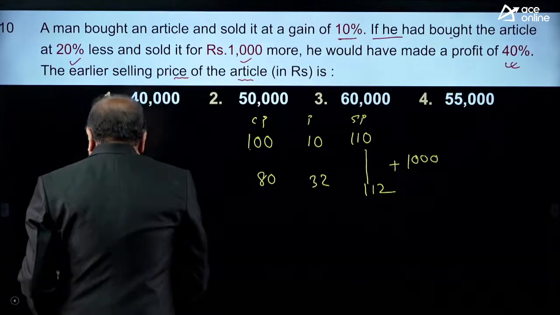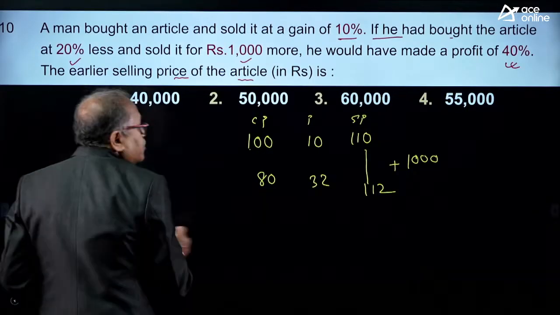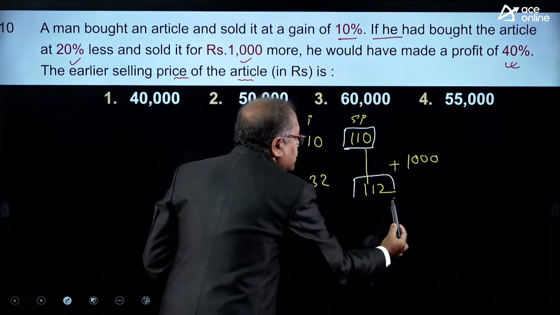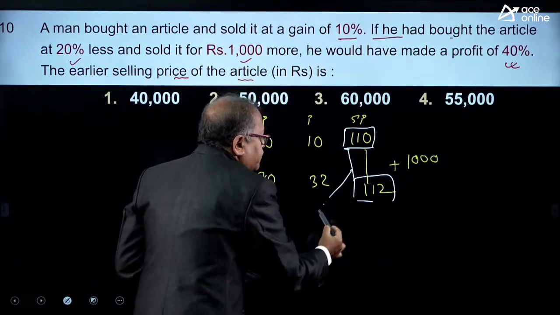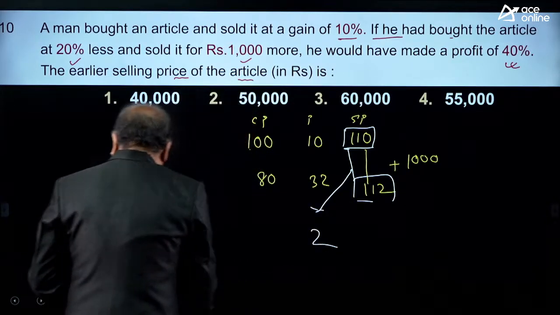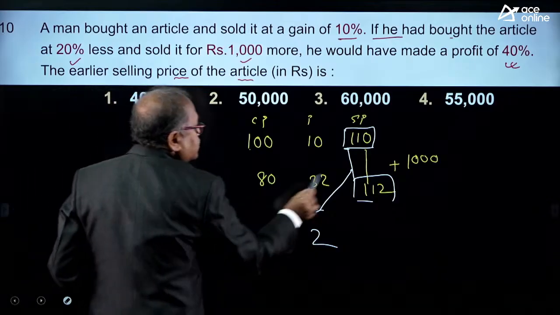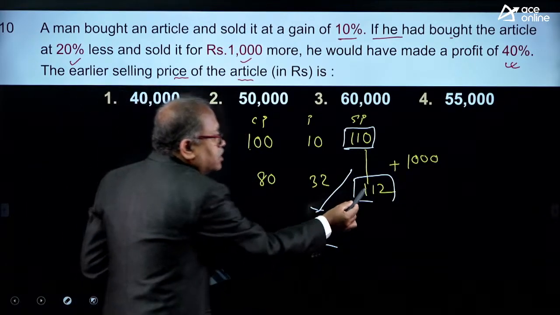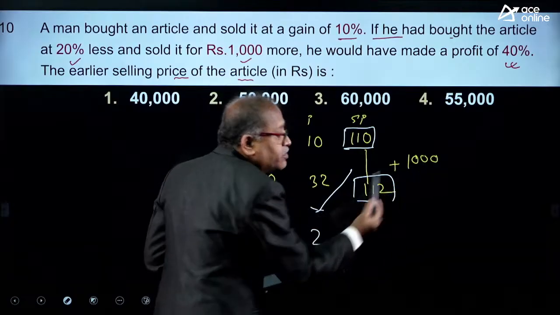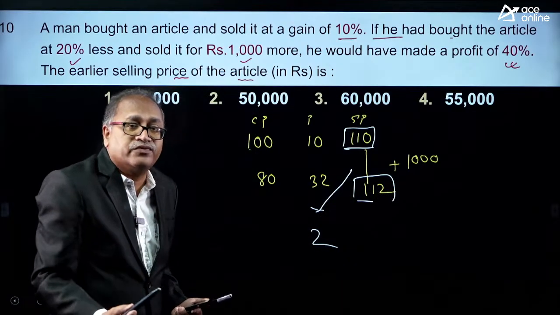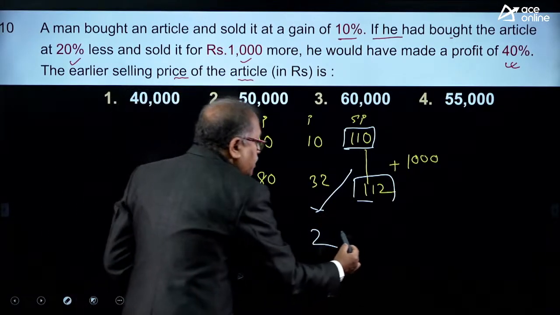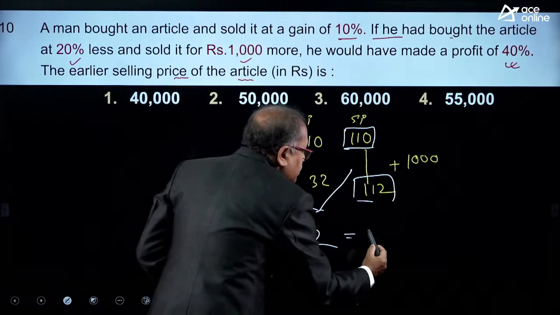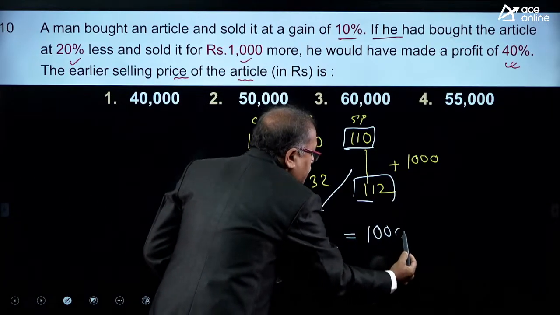Is that right? So what is the difference in terms of units between the previous selling price and the present selling price? There is a difference of 2 units. Let me erase this one, you may get confused. So 2 units. And what is the increase by 2 units? And what is the increase in terms of value? That is 1,000. So here 2 units is equal to 1,000.